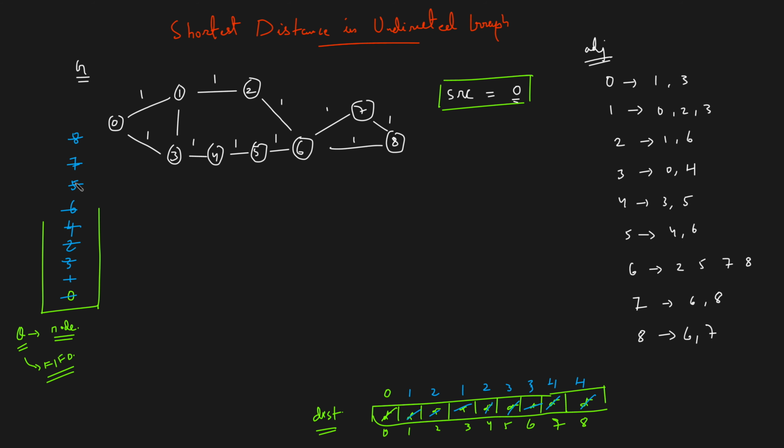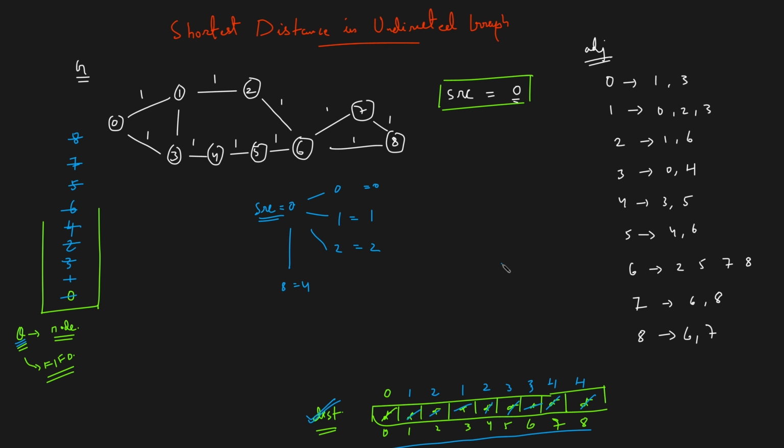Once you have done all the nodes, you can see that the queue has become empty, similar to the BFS algorithm. Once the queue is empty, you can say that this distance array is definitely storing the shortest distance from the source that we assumed to be 0. This distance array contains the shortest distance from 0 to every node: from 0 to 0 that is 0, from 0 to 1 that's 1, from 0 to 2 that's 2, from 0 to 8 that's 4. Every shortest distance is in this distance array.